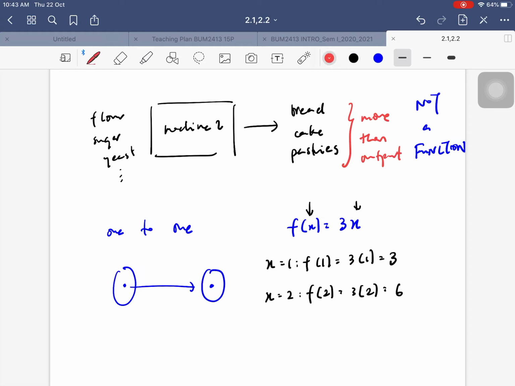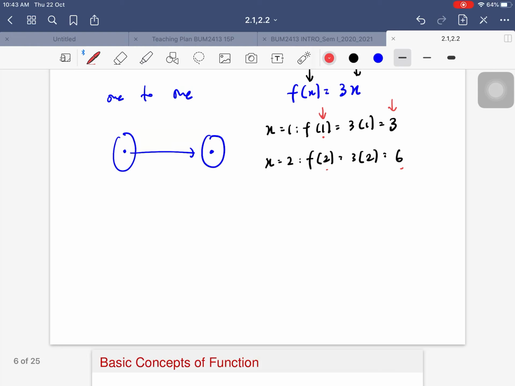So one value that I give can only be mapped to one value. 3 can only come out from 1. 6 can only come out from 2, and so on. There could be no values such that f(a) = c and f(b) = c as well. So there is no such value for the case of one-to-one.